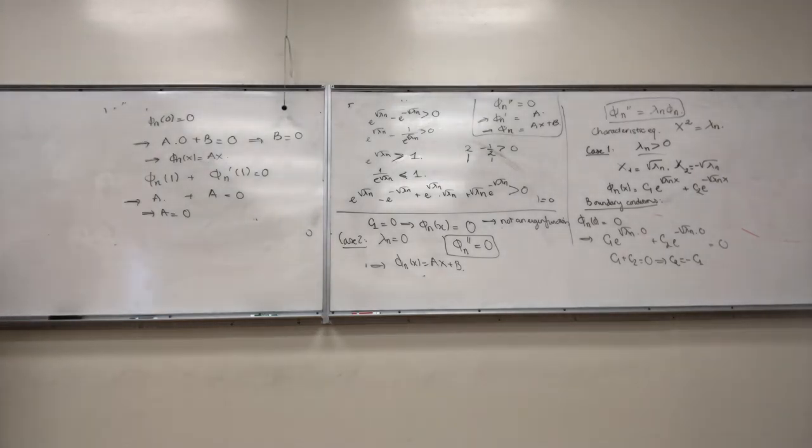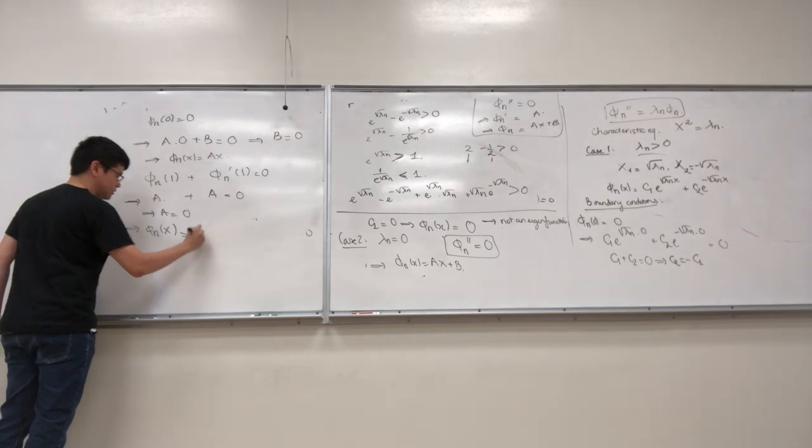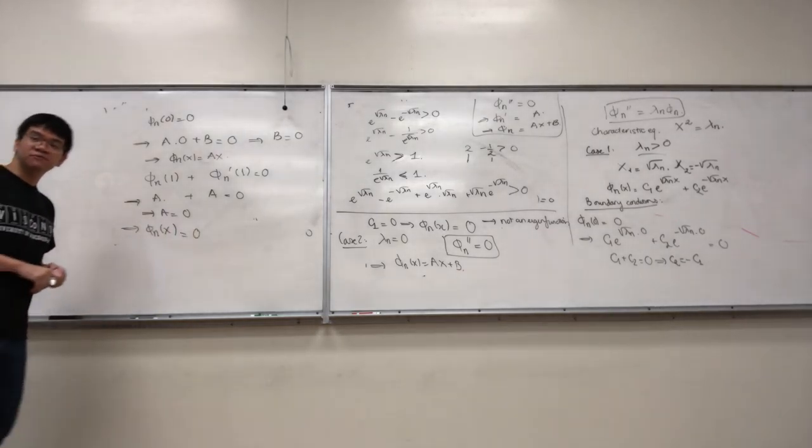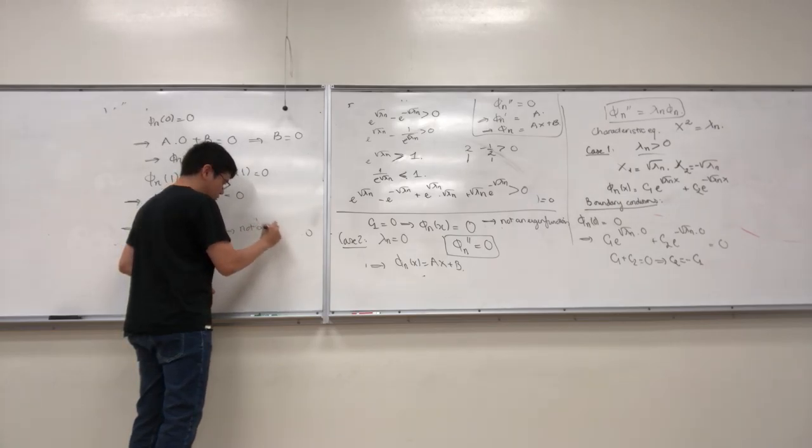What can you say about phi n in this case? It is zero. So phi n is now 0. This is not admissible because a zero function is not an eigenfunction.